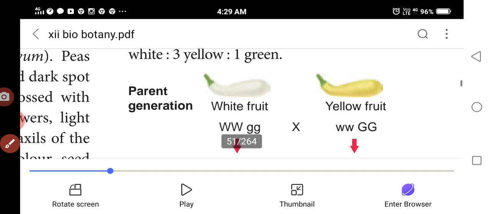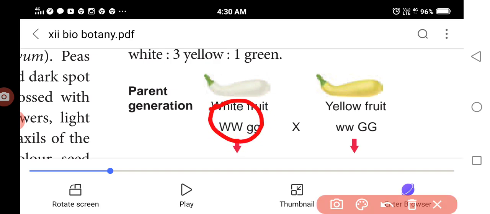In summer squash fruit, the dominant allele is capital W, and yellow color is the recessive allele, small w. The capital W is dominant over yellow color. White color is dominant over yellow color.